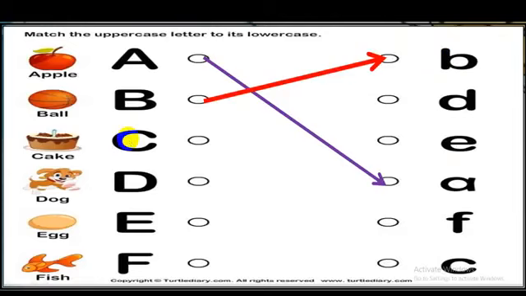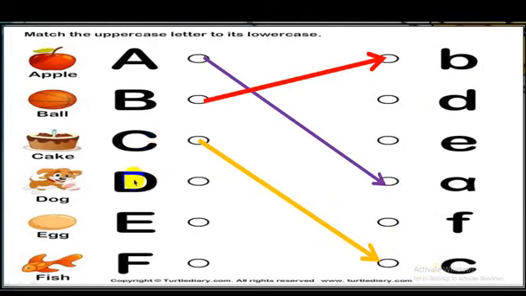C. This is the letter C. C for cake. This is uppercase, the capital letter C. Which of these? Yes, this is lowercase C. Okay, look, it's the same, they resemble each other. This is capital and this is small.